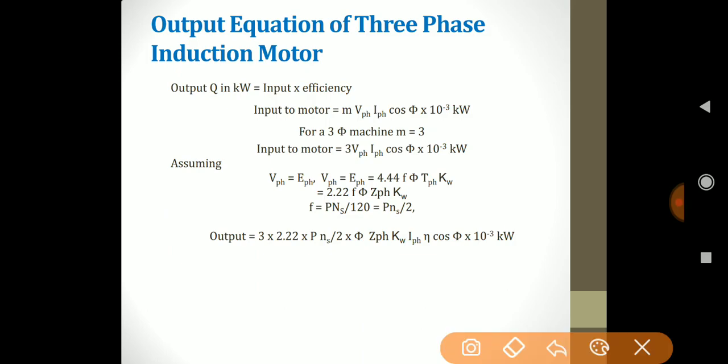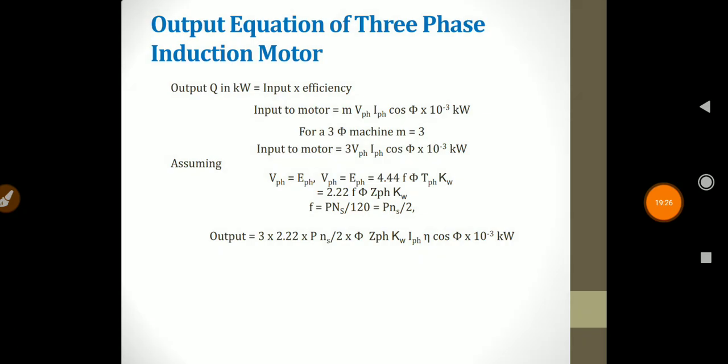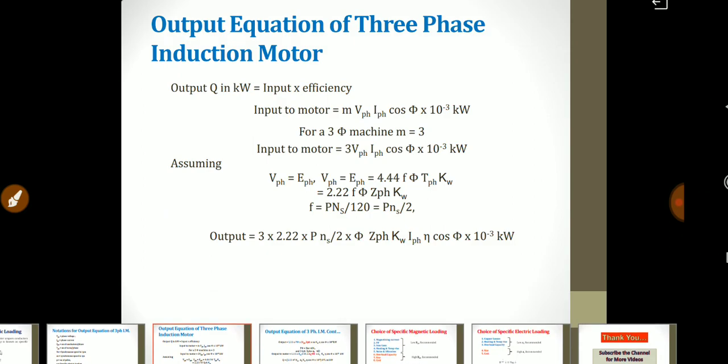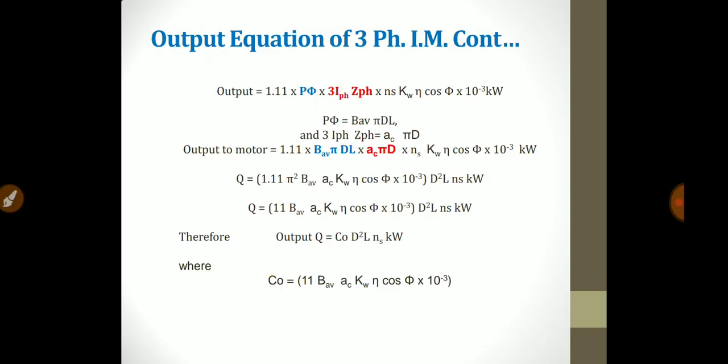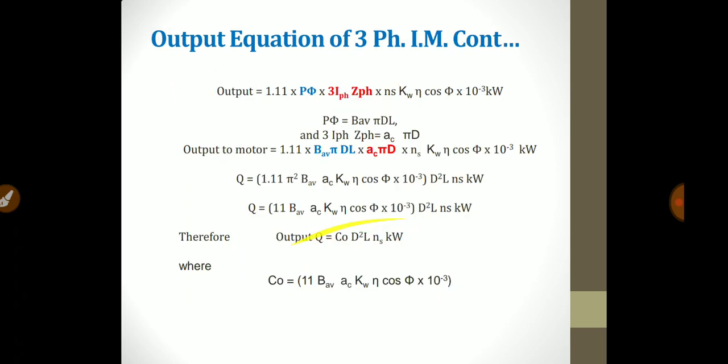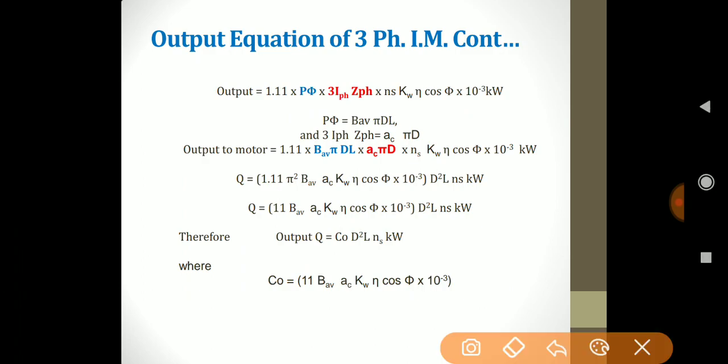This is the primary equation I have got for output. Then, in the further stage, this Ns by 2 is the term divided by 2 here. I am going to divide 2.22 by 2, so I will get 1.11, and I will rearrange some terms. After rearranging, I will get the equation as shown here.